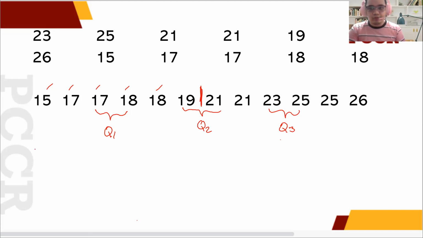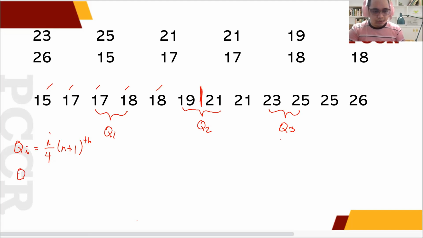So first, we need to find the position ng data na hinahanap natin. So paano yun? By using the formula, Q sub i equals i over 4 times (n plus 1), then position. So merong th. So i is the respective quartile na kailangan mo. Let's say quartile 1, edi 1 ang lalagay mo. Quartile 2, 2 ang ilalagay mo. Quartile 3, 3 yung ilalagay mo. And then n is the number of samples na meron.